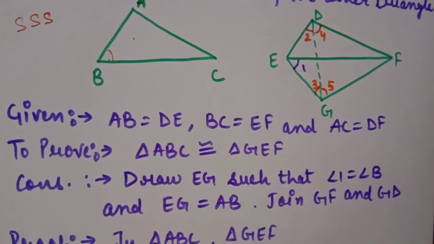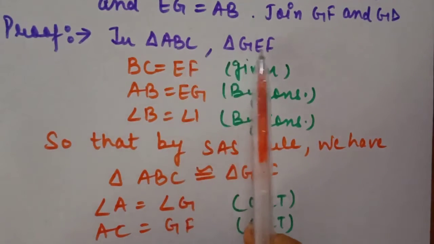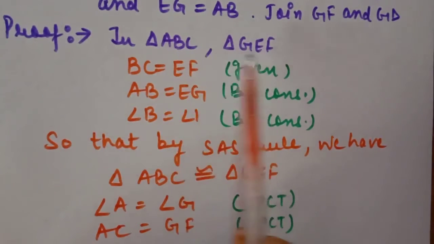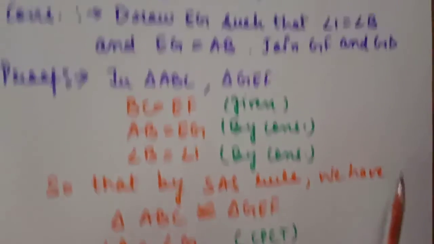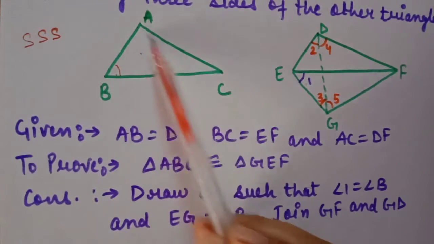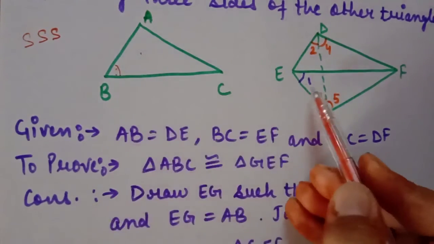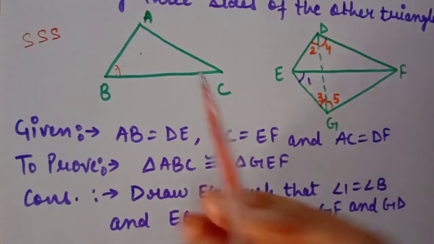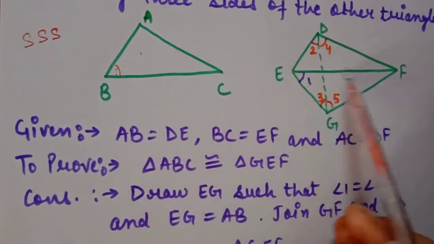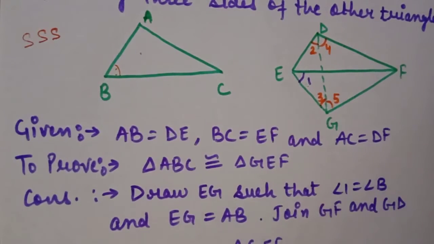So now in triangle ABC and GEF, now we are going to prove these two triangles congruent. So first we will discuss with the help of a diagram. ABC and GEF, these two triangles, we need three elements for their congruency. So first, angle B and angle 1 are equal to each other by the construction. Second, BC and EF are equal to each other, it is given, and AB and EG are also equal by construction.